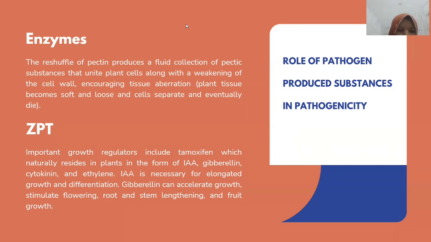ZPT. ZPT in Indonesian is the abbreviation of growth regulator. Important growth regulators include auxin, which naturally resides in plants in the form of IAA, gibberellin, cytokinin, and ethylene. IAA is necessary for elongated growth and differentiation. Gibberellin can accelerate growth, stimulate flowering, root and stem lengthening, and fruit growth.